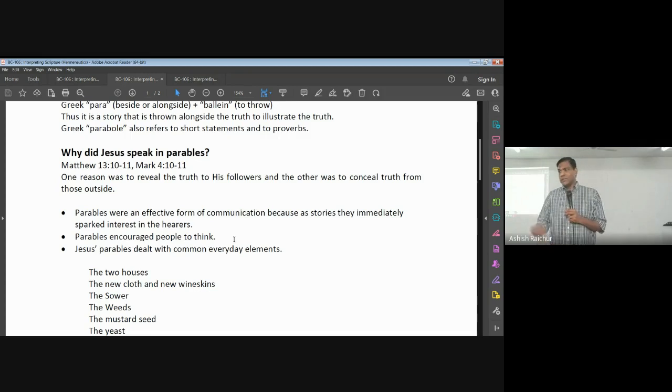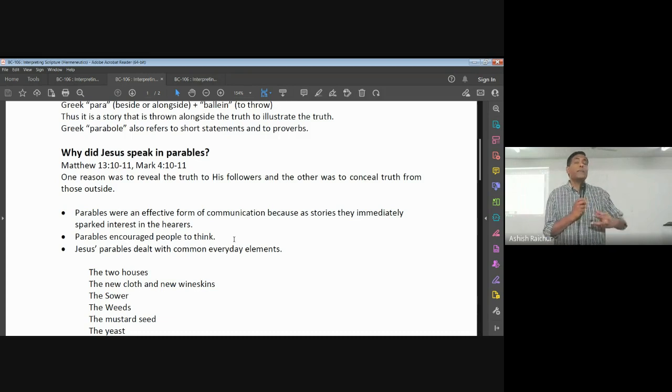So for the disciples, he said, look, you're able to understand easily the mysteries of the kingdom because the Father has given it to you. He's brought you into a place where you can understand. But for these people, it's not like that. They have eyes, they can't see. They have ears, they can't hear. They have hearts, they can't understand. So I have to put it like this.